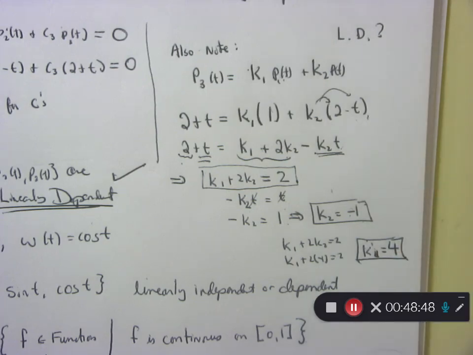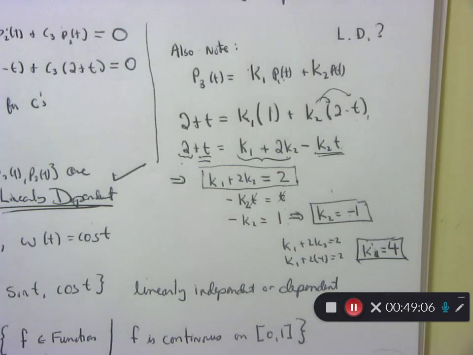And I told you what the constants were. As long as I can get constants that are not 0, that's linearly dependent. If I solve this and the only constants I can get are 0 constants, then they're linearly independent. That's what I want to emphasize with you guys. Does that make sense?